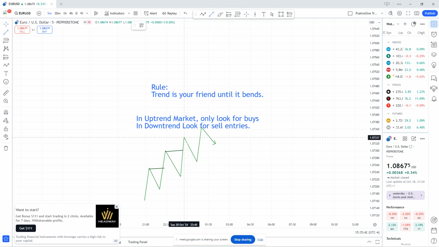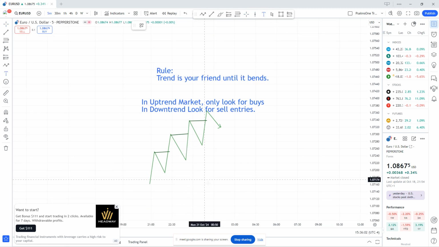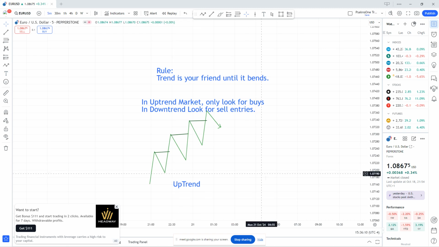Whenever you can see something like this in the market, showing that price is going up and up, it keeps forming higher highs, and this low is higher than the previous one. This low is higher than this previous one. So it shows that in this place, the market is in an uptrend, because the market is breaking structure higher, higher, higher.